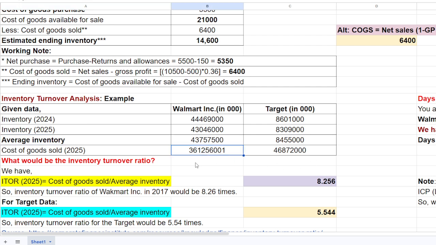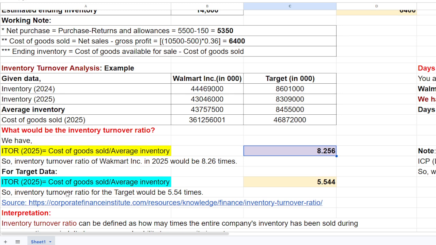In this case you are even given the cost of goods sold. So the question is, what would be your inventory turnover ratio? For 2025, we can simply say cost of goods sold divided by average inventory. So you would use the cost of goods sold 2025 data, divided by average inventory. This will provide you the information, and accordingly you can find it for both companies, friends.